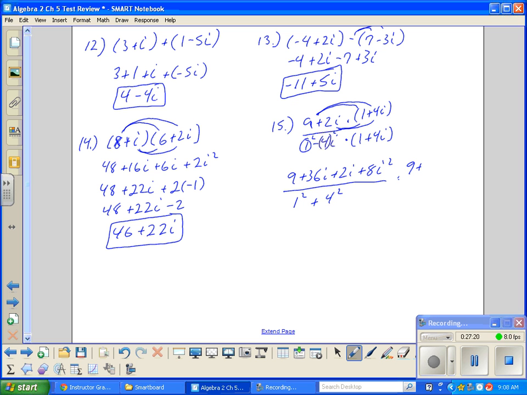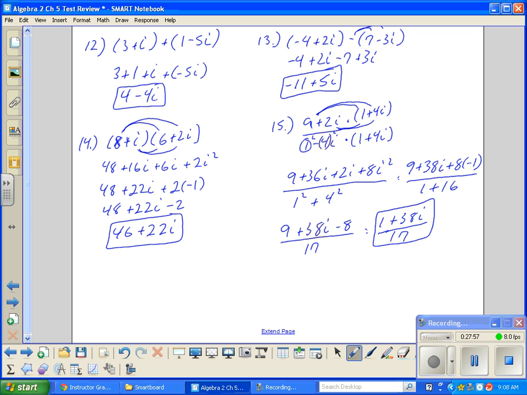So we got 9 plus 38i plus 8 times i squared. And remember, an i squared is -1, so replace the i squared with -1. We got 1 squared plus 4 squared, or 1 plus 16. So we got 9 plus 38i minus 8 over 17. And finish that up by combining the 9 and the -8. So we got 1 plus 38i over 17.